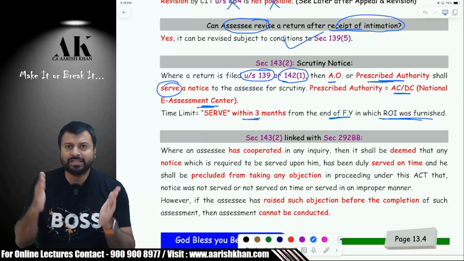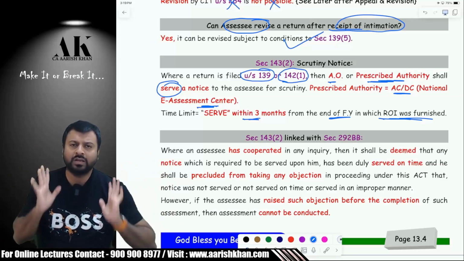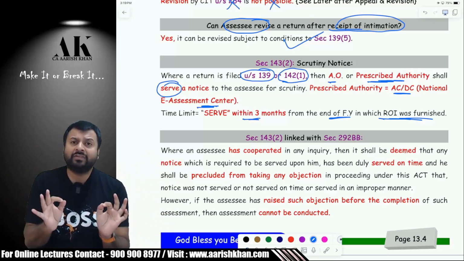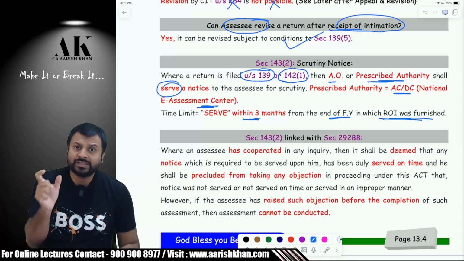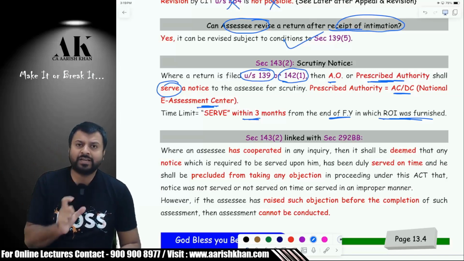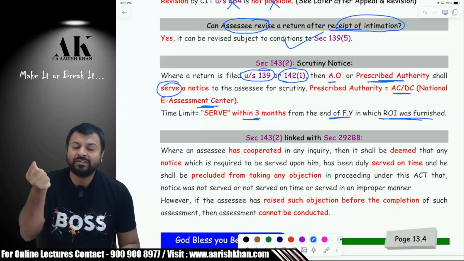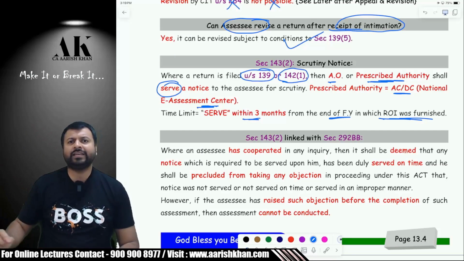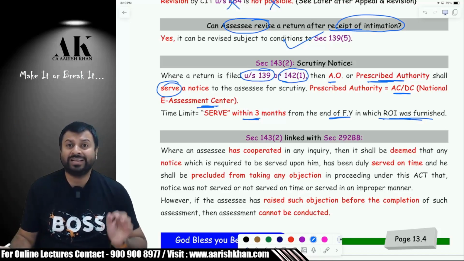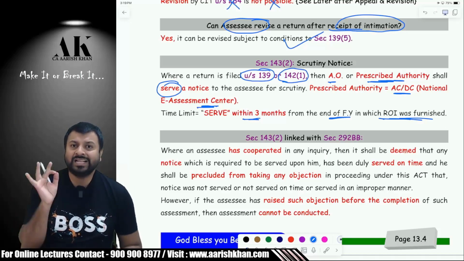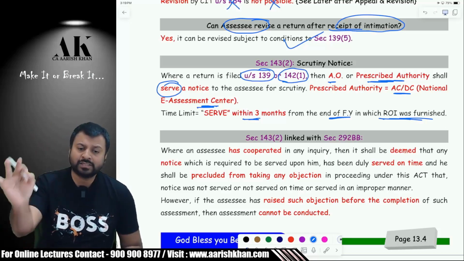Suppose for previous year 23-24, you have filed the ROI on 15th of July 2024. So by when should the notice reach you? It should reach within 3 months from the end of the financial year in which the return was furnished. When is the return furnished? Return is furnished in 24-25. So from the end of 24-25, 3 months time is there. That is, you should serve the notice to the assessee till 30th June 2025. I hope it is clear to all of you. Till 30th June 2025, the notice should reach the assessee's place. Serving means the assessee should receive it.